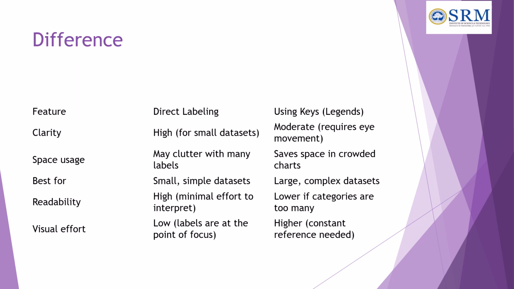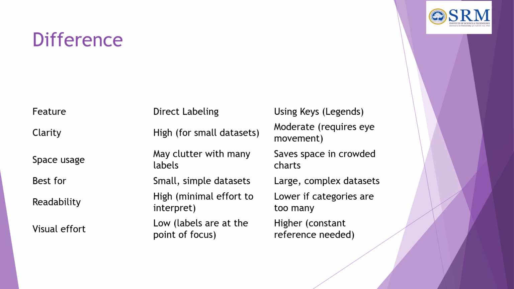So when making charts, we can label things in two ways: by putting the labels directly on the chart, called direct labeling, or by using a legend or key off to the side. Direct labeling is easy to read for small simple charts because the labels are right where you need them. But if there are too many labels, it can make the chart messy.